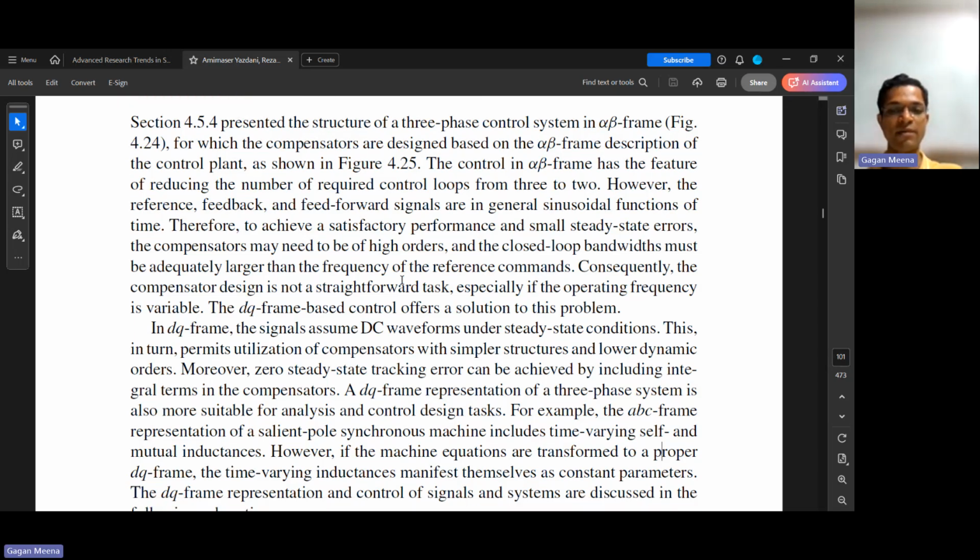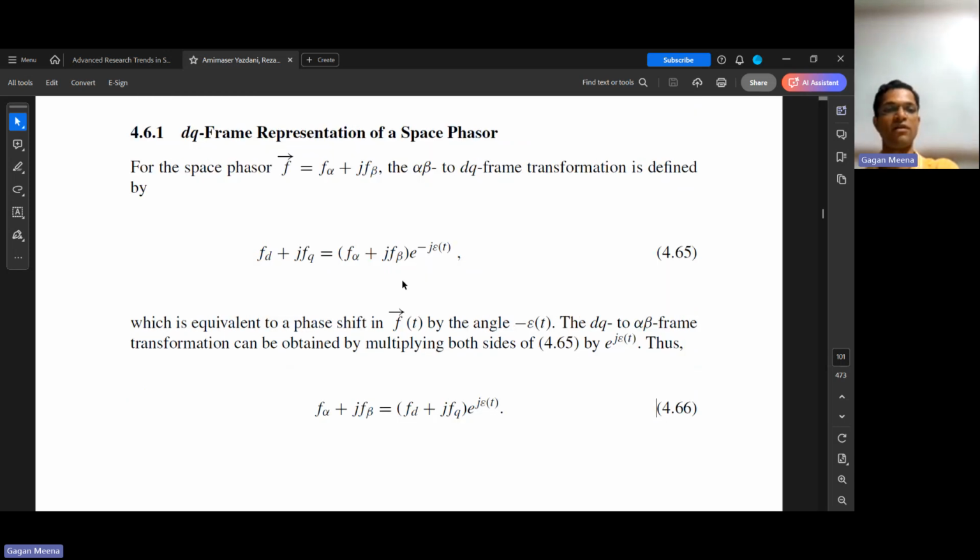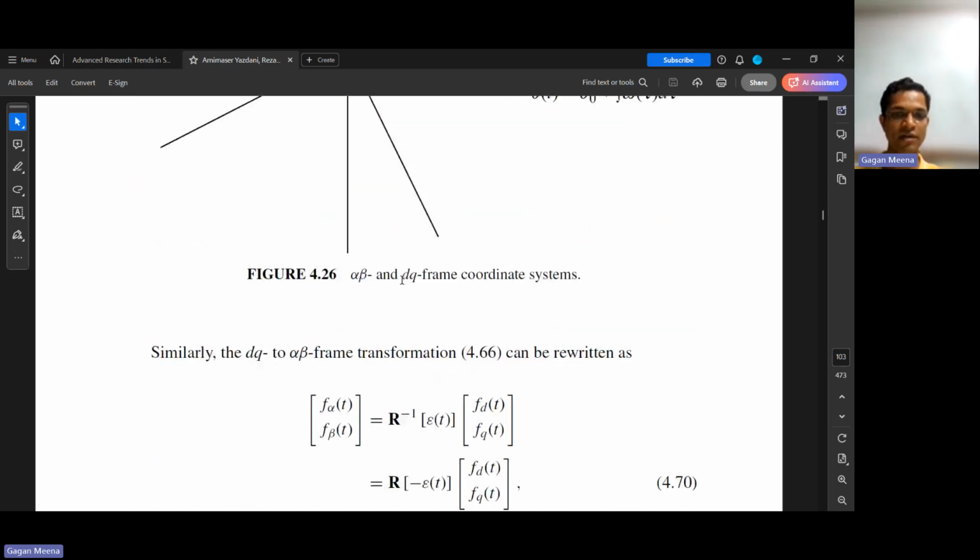A DQ frame representation of a three-phase system is more suitable for analysis and control design tasks. For example, the ABC frame representation of a salient pole synchronous machine includes time varying self and mutual inductances. However, if the machine equations are transformed to a proper DQ frame, the time varying inductances manifest themselves as constant parameters. And the DQ frame representation and control of the system are discussed in the following. So this is a very important thing.